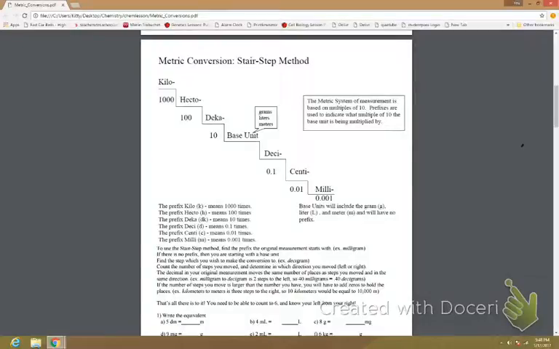Okay, so this chapter is dealing with conversions. There's going to be tons of times when you have different units that you need to convert, so I wanted to show you a really quick and easy way to be able to do that.